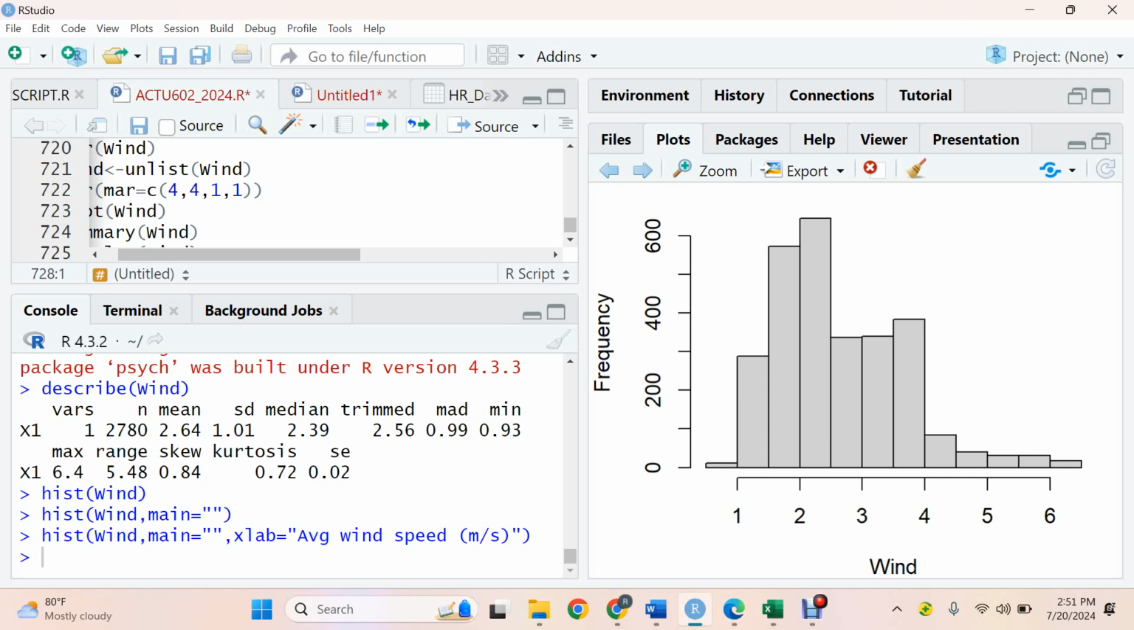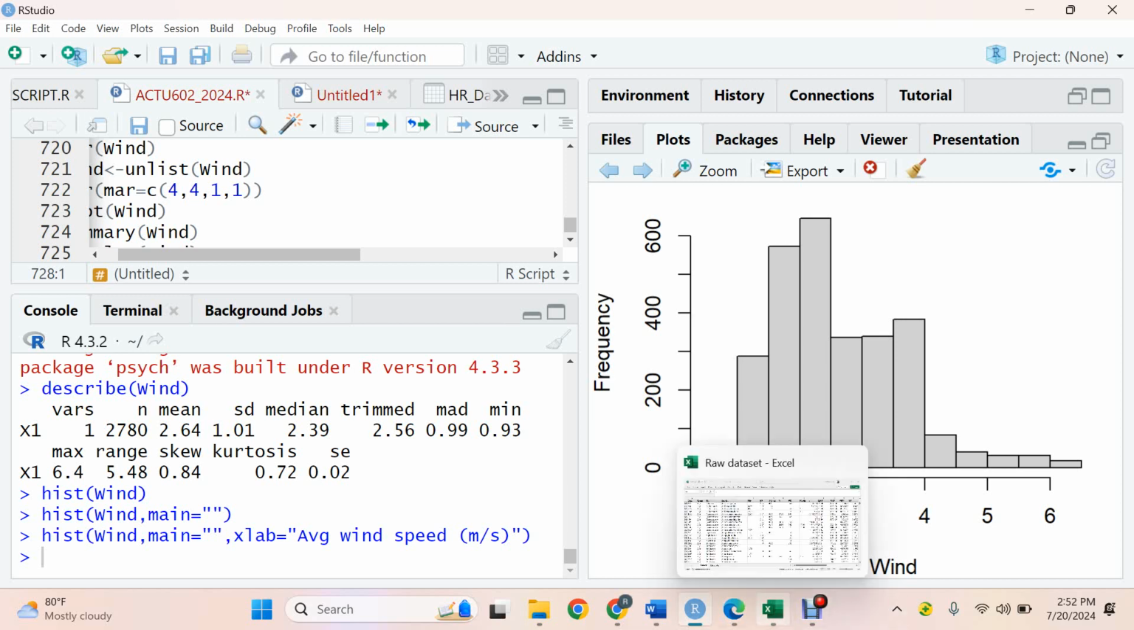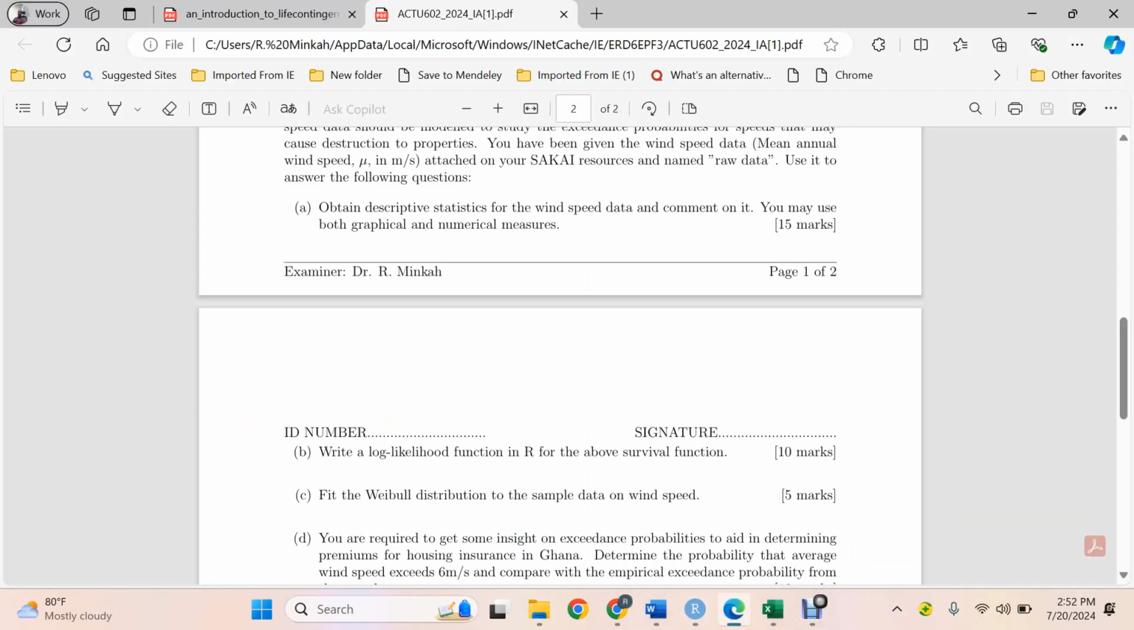But the skewness is not that large. It's just 0.84. Okay, and so forth. And kurtosis 0.72. So this data is not really heavily tailed. Okay, all right. So that could be enough for your first part. Of course, we've done both graphical and numerical, and we don't restrict you. So it's up to you to decide what form of graphical display you want to use to tell your story.